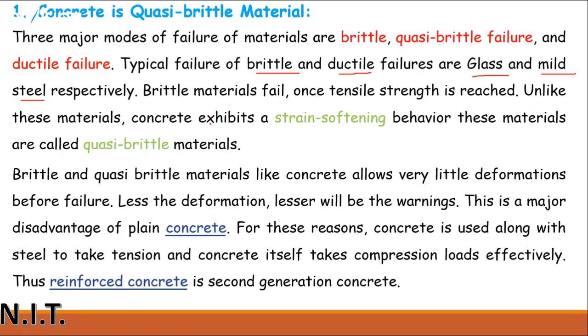Unlike these materials, concrete exhibits strain softening behavior. These materials are called quasi-brittle materials. Brittle and quasi-brittle materials like concrete allow very little deformation before failure. Why? Because it is brittle in nature. So concrete will allow very little deformation before it fails.